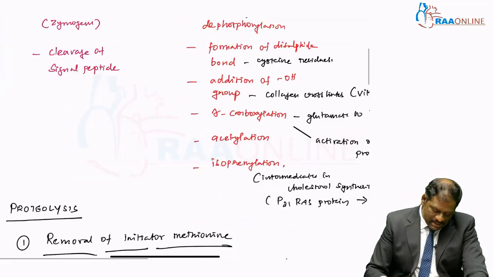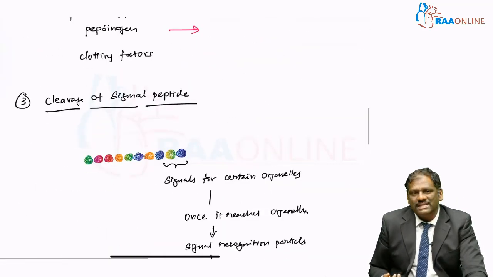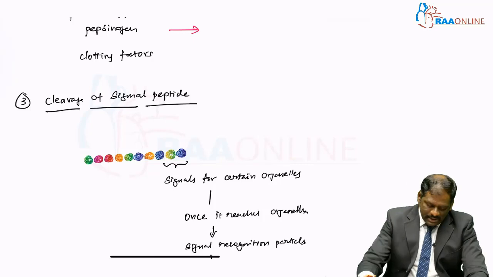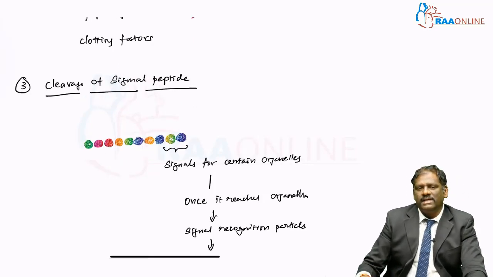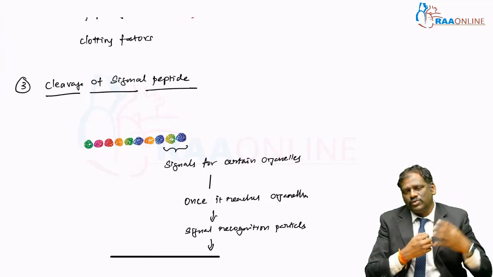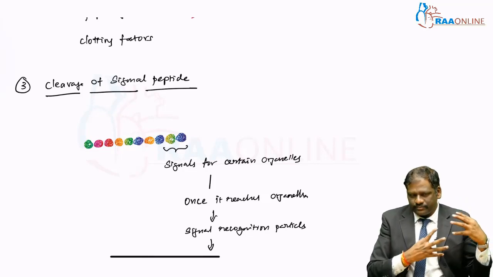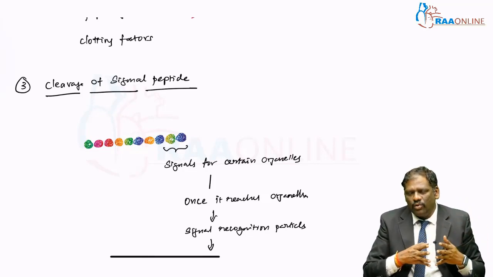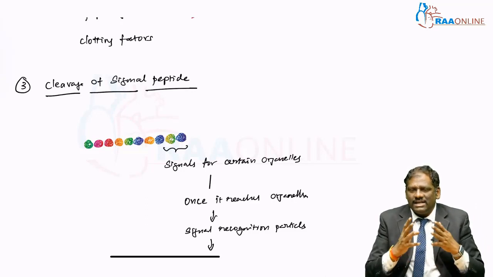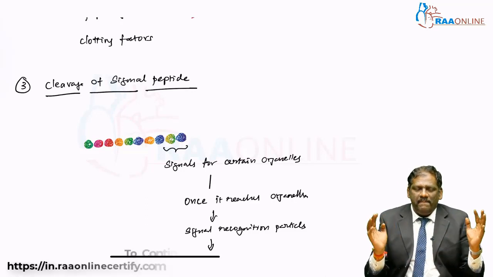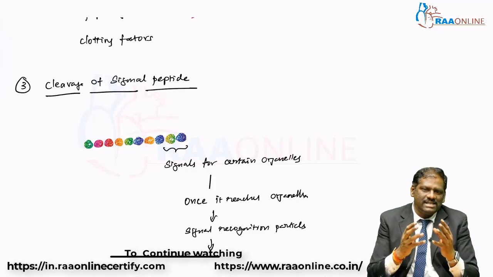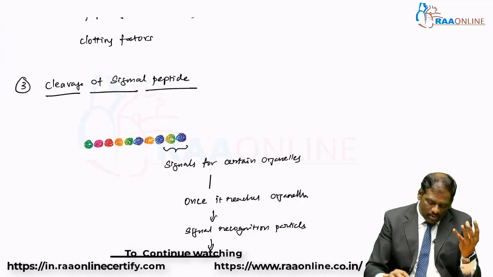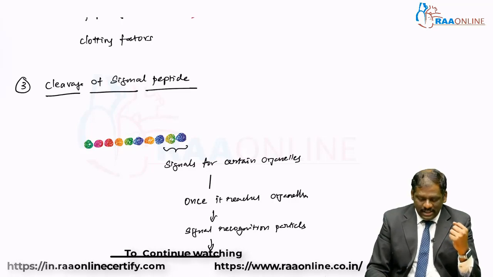Then the final one is cleavage of the signal peptide. You have a polypeptide chain. This polypeptide chain is basically formed in the ribosome, and once that is formed, it enters into the Golgi bodies, where it gets packed and sorted. It gets sorted according to the signal peptides which are seen on the end. These are signal peptides.